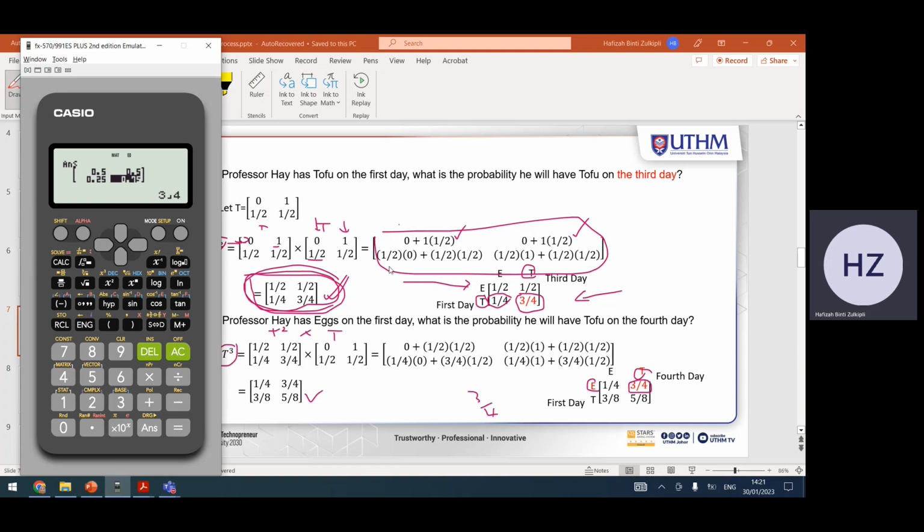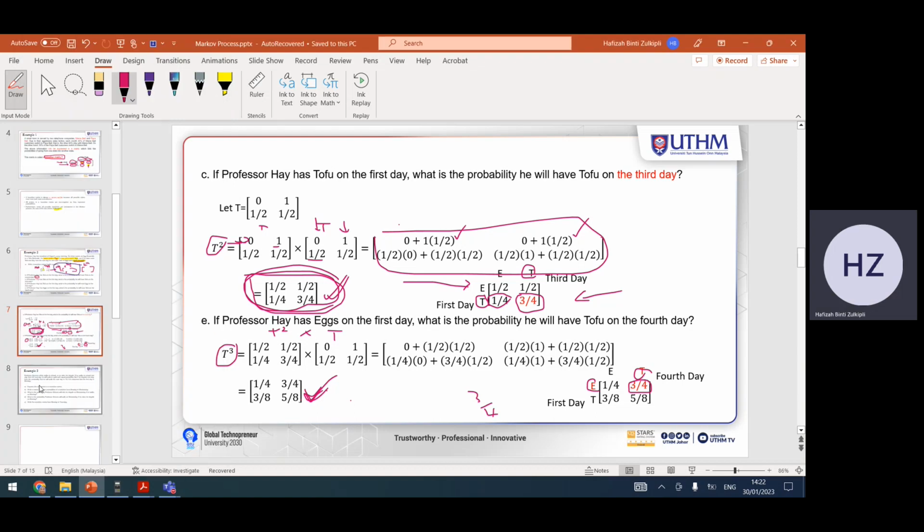And then the other one, this one is again T times T times T, which means matrix A times matrix A times matrix A. So you can call back matrix A times matrix A times matrix A, then you get exactly the same answer as what I got here. 0.25 is 1 over 4, 0.75 is 3 over 4, and so on. So it's easy, right? Using your calculator. To avoid careless mistakes, please try to solve matrix problems using a calculator. Okay, so that's done with this example.